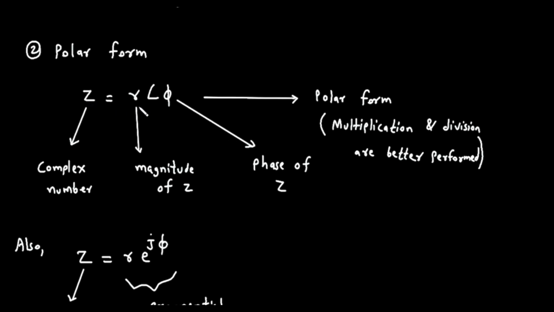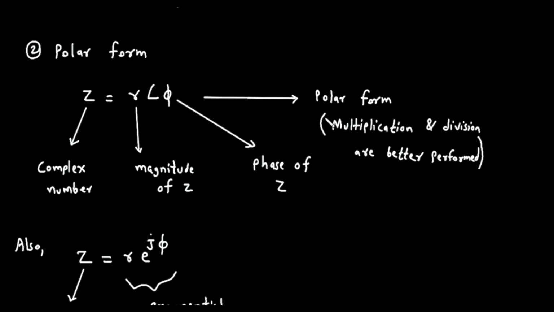The notes show this as z equals r at an angle of phi. Let's break this down. z is still our complex number. r represents the magnitude of the complex number. This is the straight line distance from the origin, or 0, directly to our point. For a phasor representing a voltage wave, this magnitude r is simply the amplitude of the wave, which we called V sub m earlier. The Greek letter phi represents the phase of the complex number. This is the angle that the line makes with the positive horizontal axis, or the real axis.